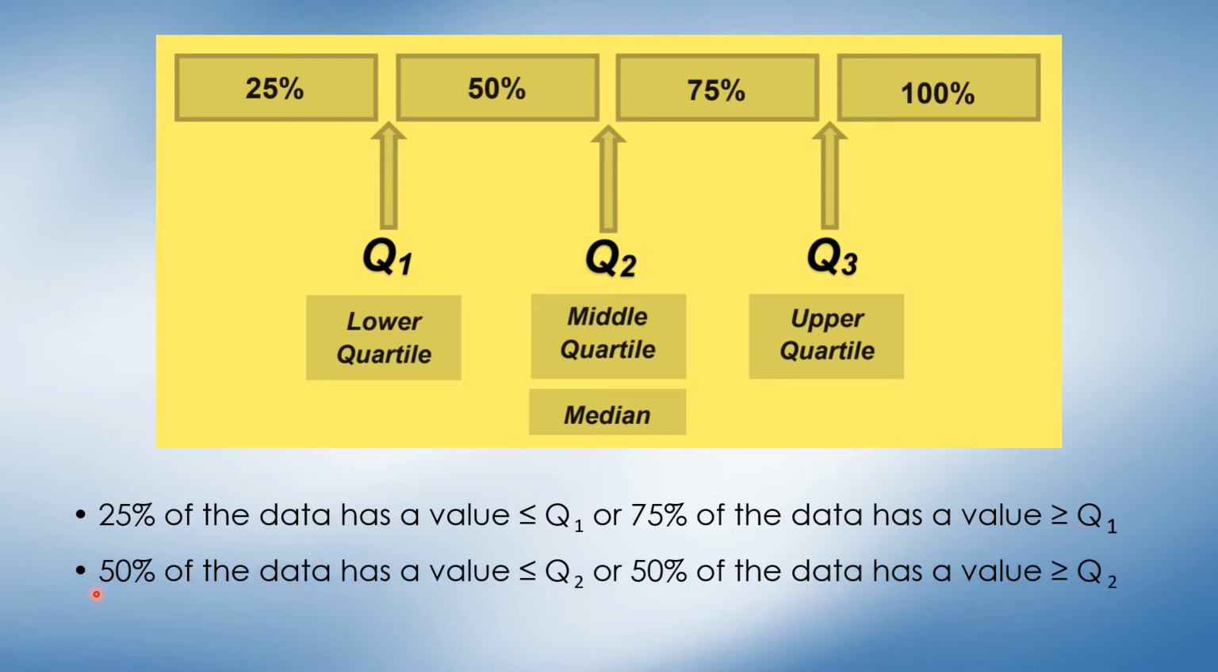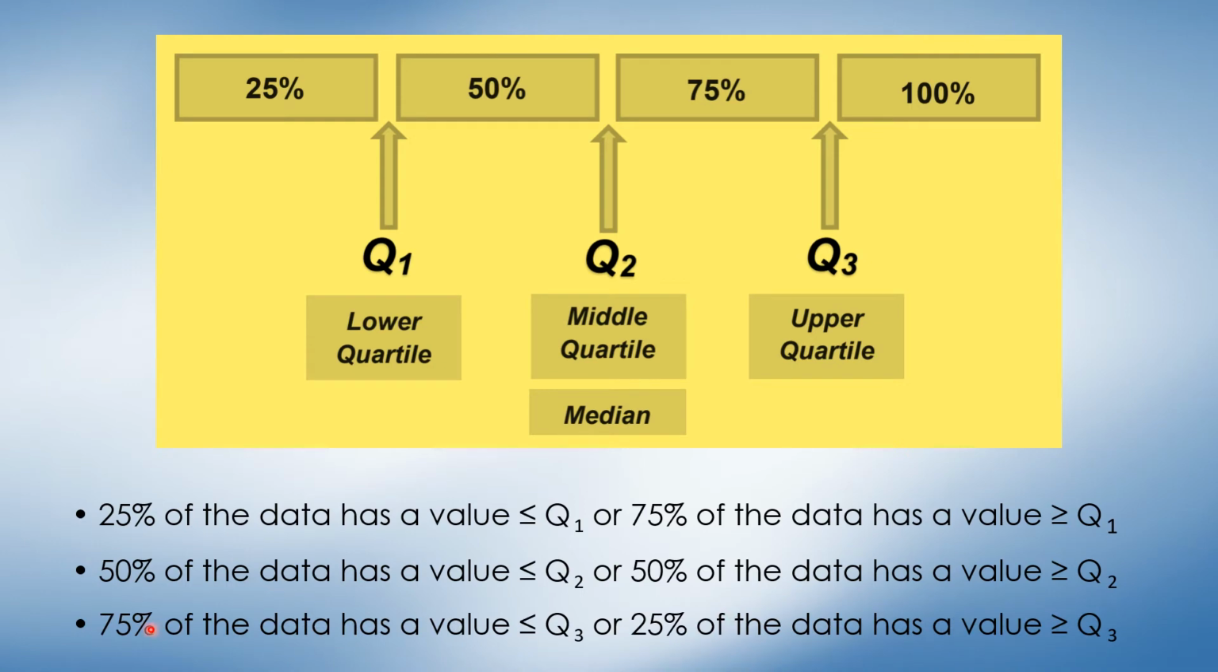Second observation in our illustration: 50% of the data has a value less than or equal to the second quartile, or 50% of the data has a value greater than or equal to our second quartile. 75% of the data has a value less than or equal to the third quartile, or 25% of the data has a value greater than or equal to the third quartile.